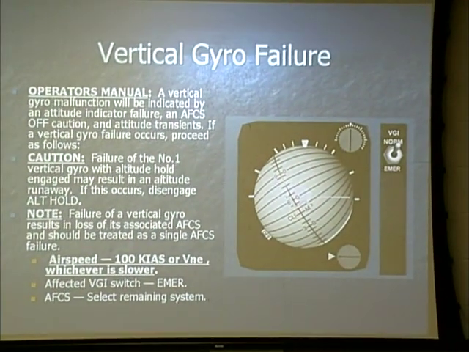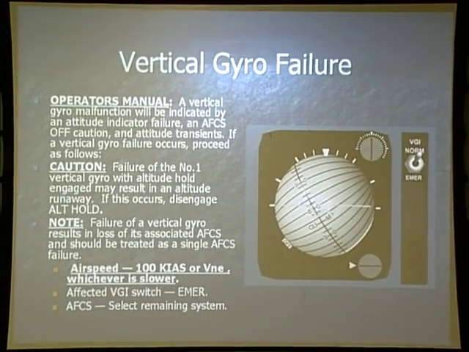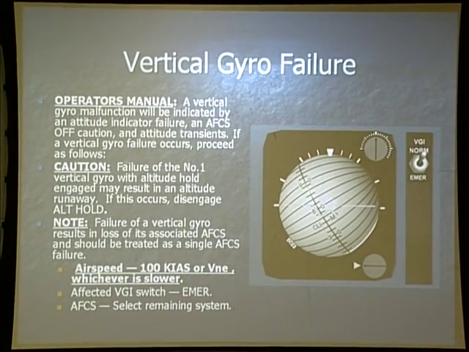Vertical gyro failure. Operator's manual caution: a vertical gyro malfunction will be indicated by an altitude indicator failure. Keeping in mind, what are the signs of an altitude indicator failure? An unusual look and an AFCS caution.